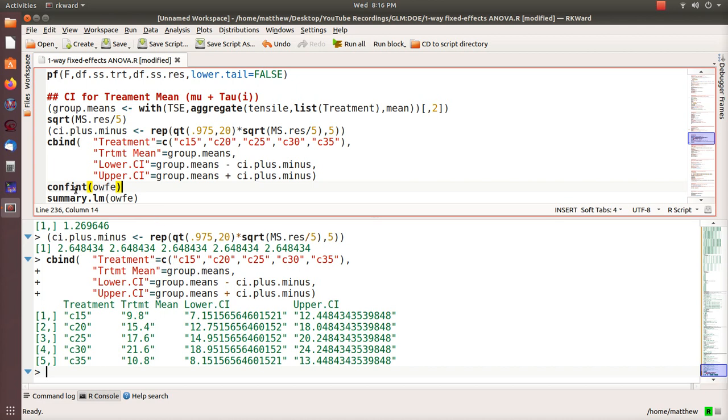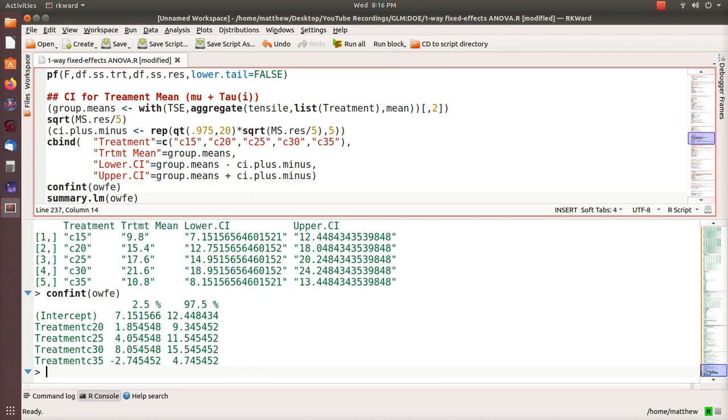Now, one note: R has a built-in function called confint, for confidence intervals. And we created this model, the one-way fixed effects ANOVA, and we stored it in this variable. And so if we run that, it automatically creates confidence intervals for the parameters in our model.